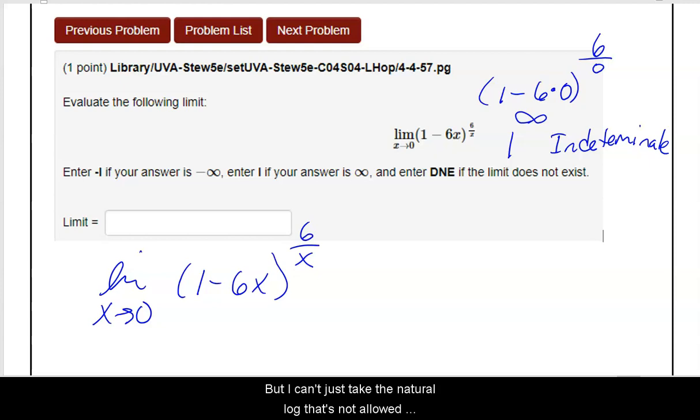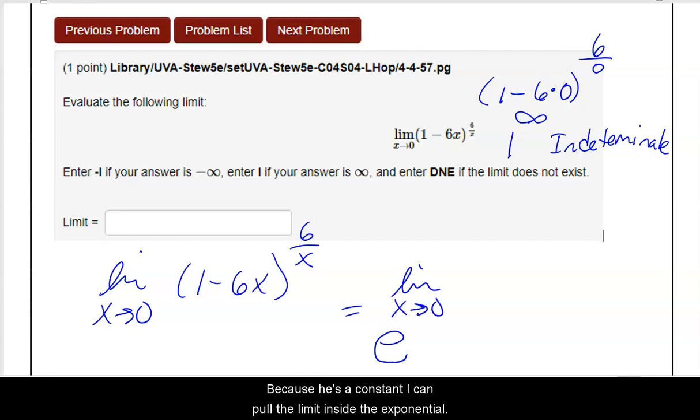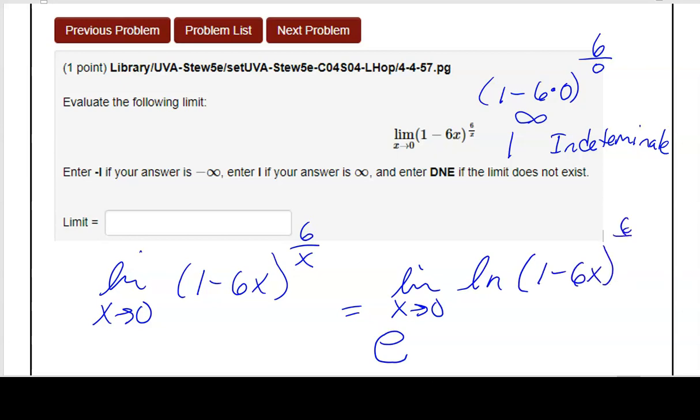But I can't just take the natural log. That's not allowed. I have to undo that. So to undo it, I take e to the natural log. Because e is a constant, I can pull the limit inside the exponential. I can't pull it inside the natural log because the natural log has x inside of it, and the limit depends on x. The e, on the other hand, does not depend on x, so I'm able to move the limit from the front up into the power.